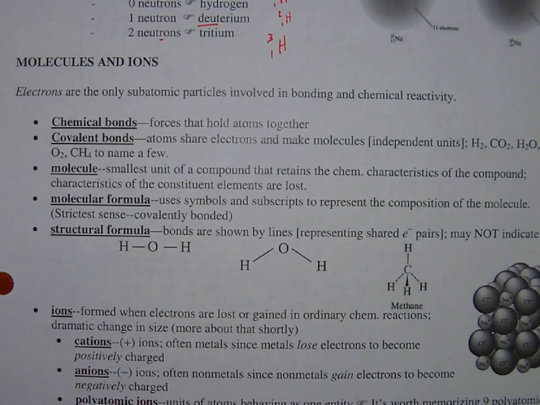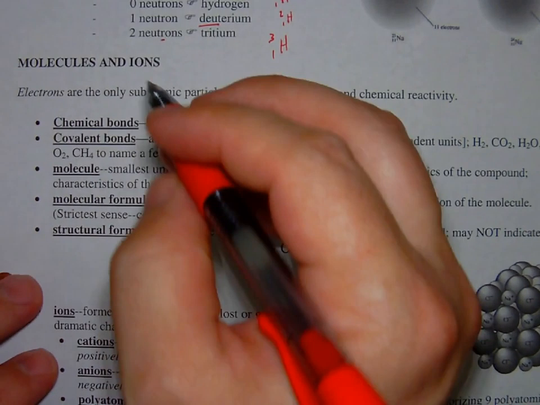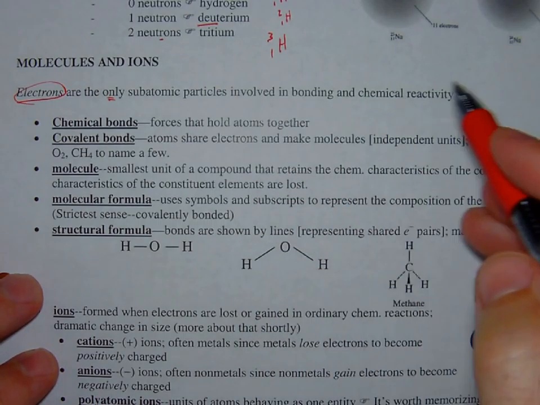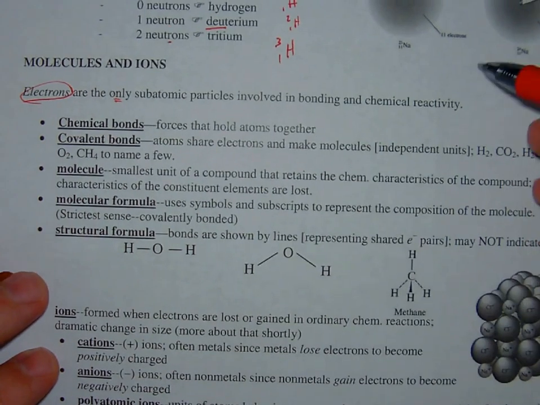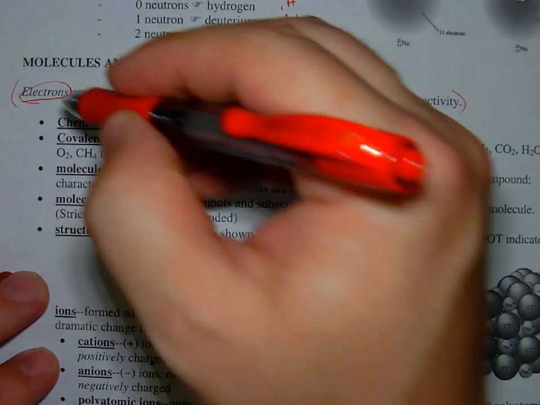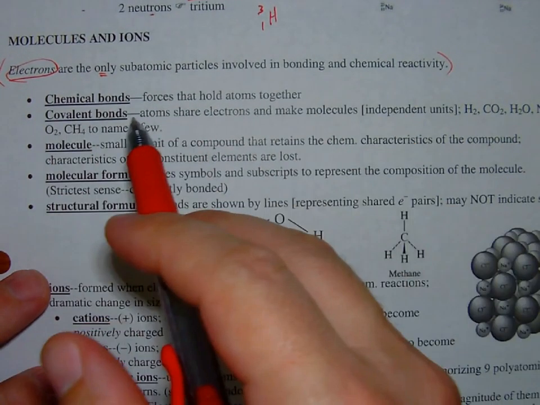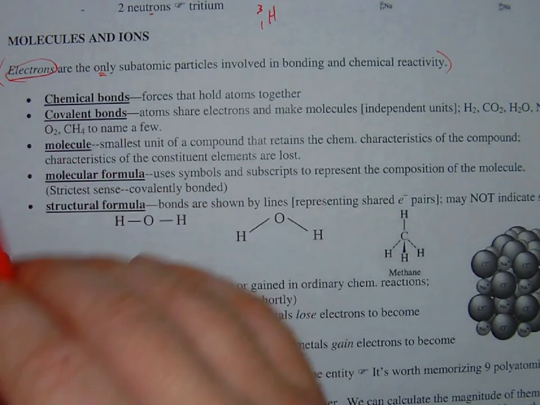Molecules and ions. Electrons are the only subatomic particles involved in bonding and chemical reactivity. The sooner you wrap your head around this, the easier life is going to be conceptually. So as we talk about chemical activity and chemical bonding, we're talking about electrons here.